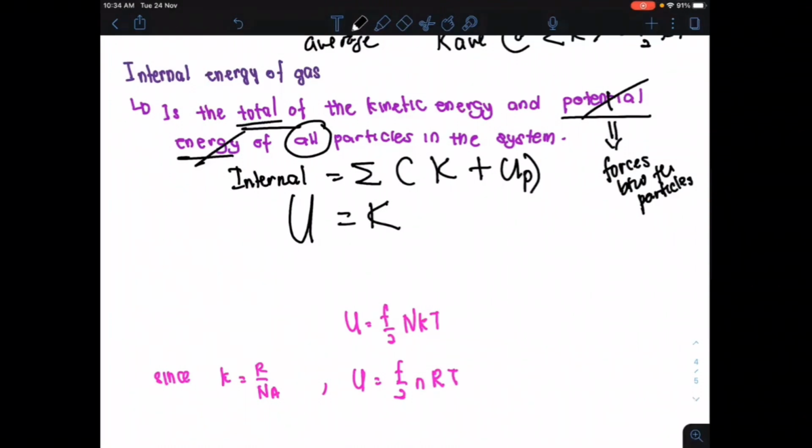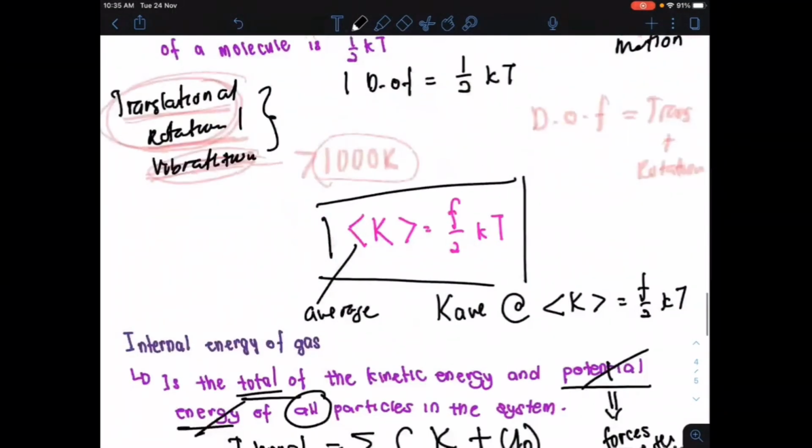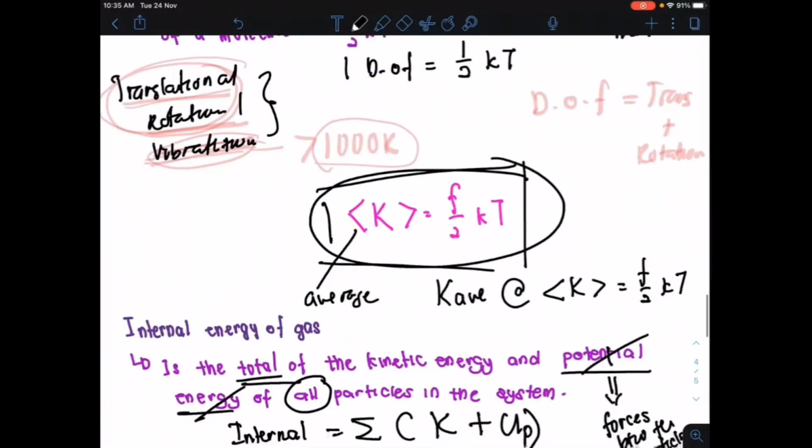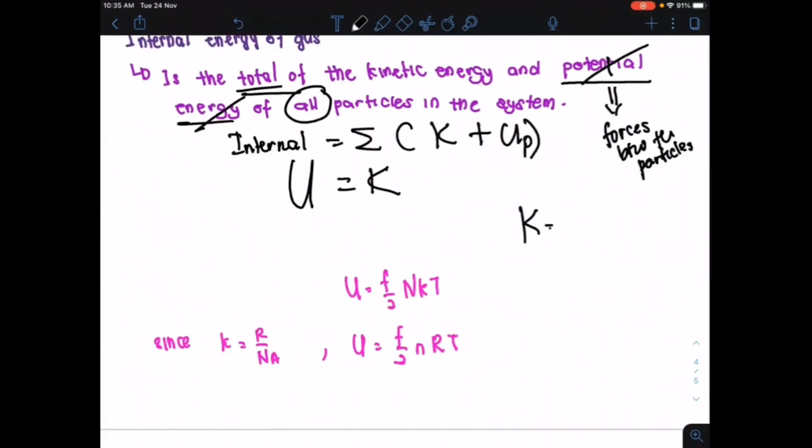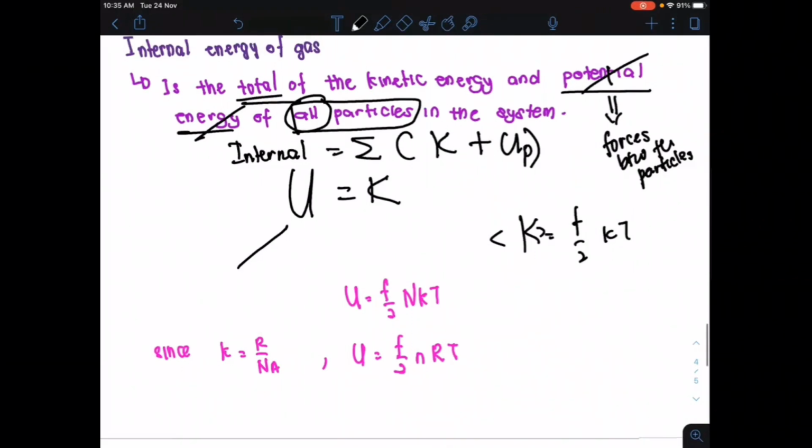Okay, so the internal energy kita guna simbol U is equals to K, kinetic energy lah. Kinetic energy untuk satu biji molekul per molekul kamu dah dapat dekat atas ni, iaitu F/2 kT. So kinetic energy kamu adalah F/2 kT dekat sini. Right? Tetapi internal energy adalah energy untuk semua partikel, bukan satu biji. Okay, it is not for one particle. It is for all the particle.